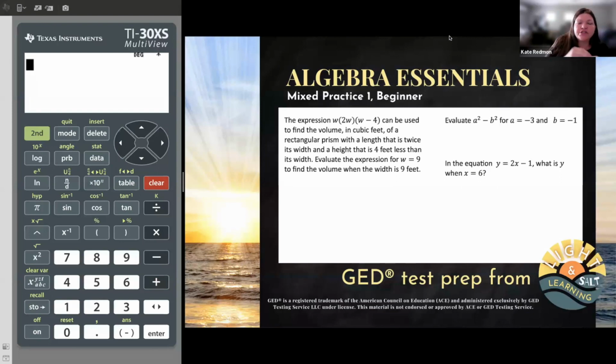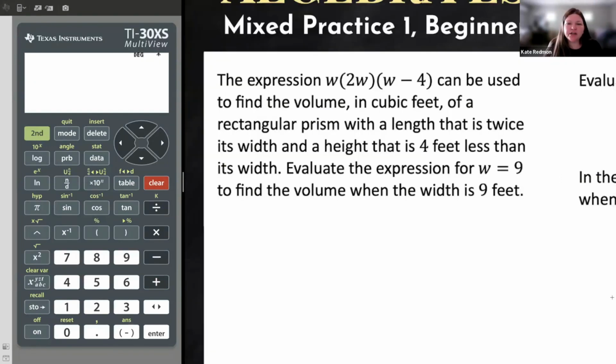Let's take a look. First example says the expression W times 2W times the quantity of W minus 4 can be used to find the volume in cubic feet of a rectangular prism with a length that is twice its width and a height that is 4 feet less than its width. Evaluate the expression for W equals 9 to find the volume when the width is 9 feet.